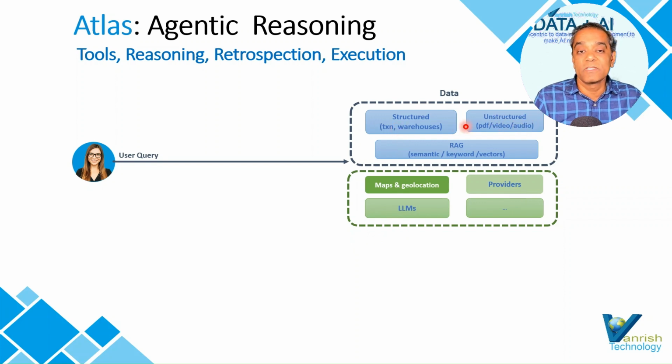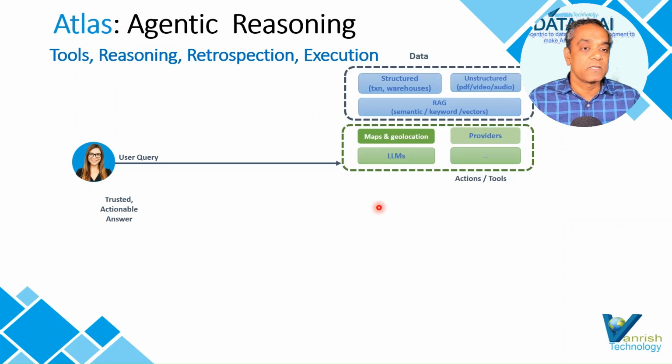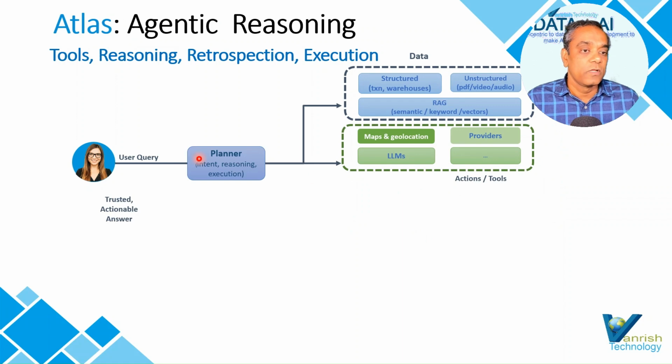If you're looking for the image or video about that location, we are looking for structured data. Once I provide all this information to the data, then your Atlas reasoning engine makes sense. You are providing more input to the Atlas reasoning engine. As soon as this information, action and tool is provided, how is it deciding? It is deciding through the planner. What the planner does in the Atlas reasoning engine is look into the intent, reasoning and execution, and how I can execute.